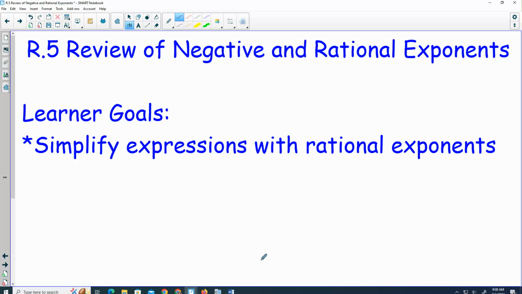So negative and rational exponents. We are going to see both of those in our problems today. What does a negative exponent do? We did kind of talk about this earlier, last week I think.